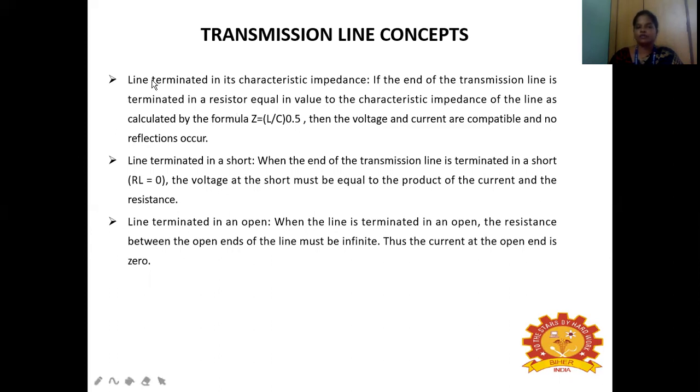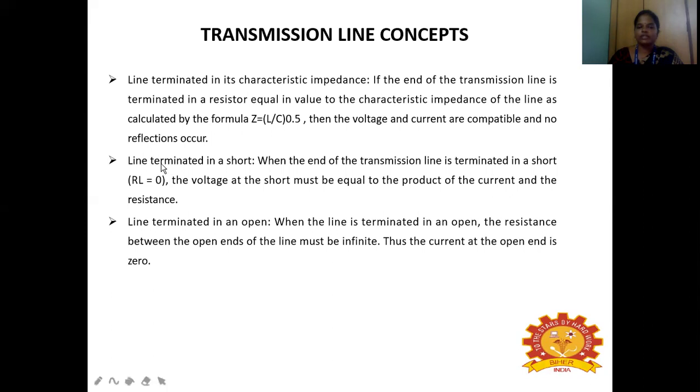First, we will discuss what happens when a line is terminated in its characteristic impedance. If the transmission line end is terminated in a resistor equal in value to the characteristic impedance of the line, that is Z0 = (L/C)^0.5, then the voltage and current are compatible and there won't be any reflections, because the source and the load impedance are matched.